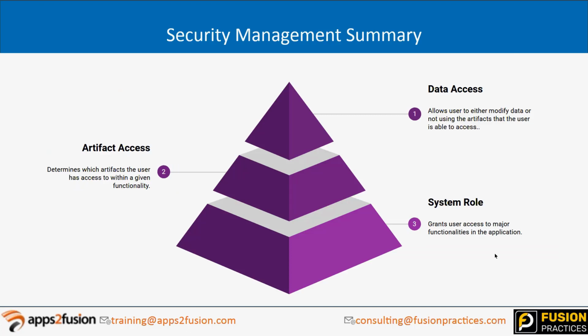So in summary, there are three layers of security management. One is called the system role. You can assign system roles to users. There are four predefined roles, and you have to assign one of those four predefined roles to users. The second layer of security is called artifact access, and a typical example of that is giving access to a data form. You can specify whether a user has access to a form or not. And the third level and the most granular level of security is called data access.